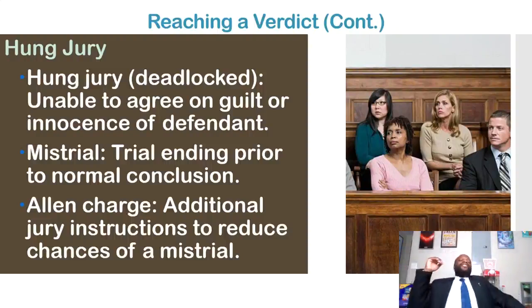If the jury is what's called deadlocked, meaning they could not agree on guilt or innocence, then that's when you have what's called a hung jury. And typically when you hit a hung jury, now all of a sudden there's frustration on really the side of the prosecutor, because now they have to make a decision to try the case again.